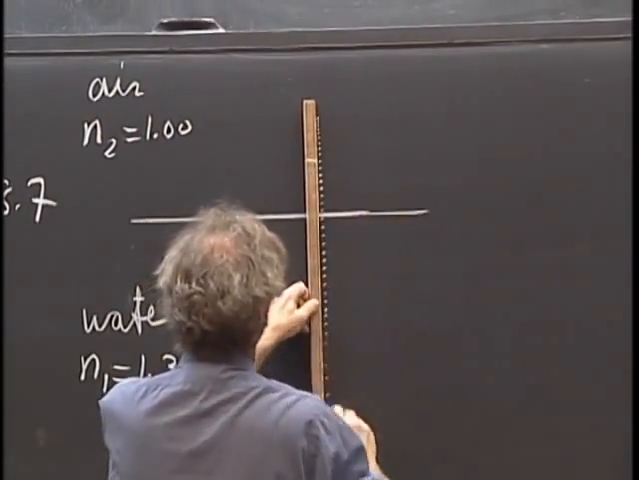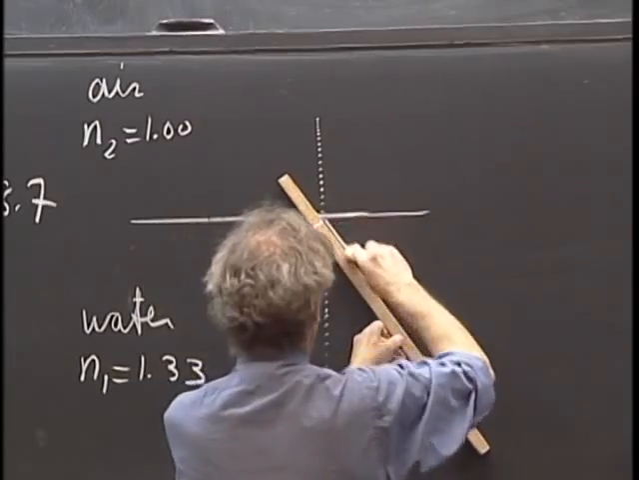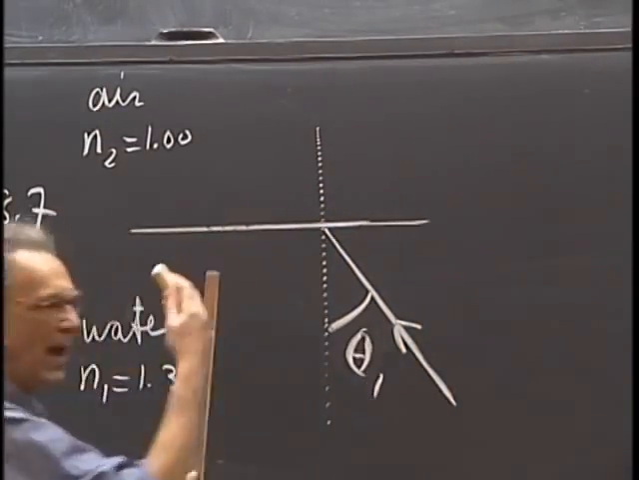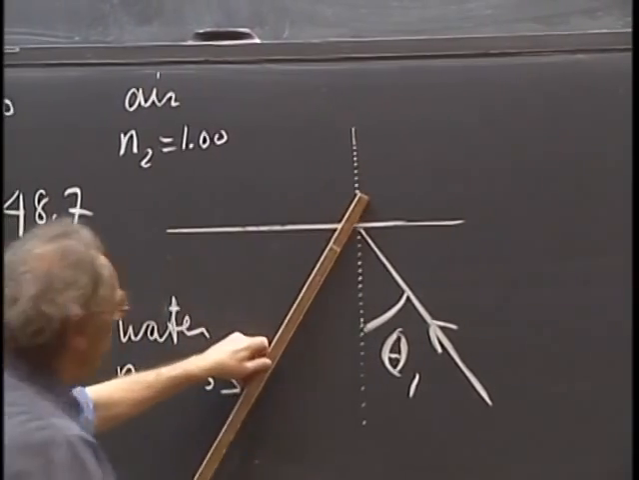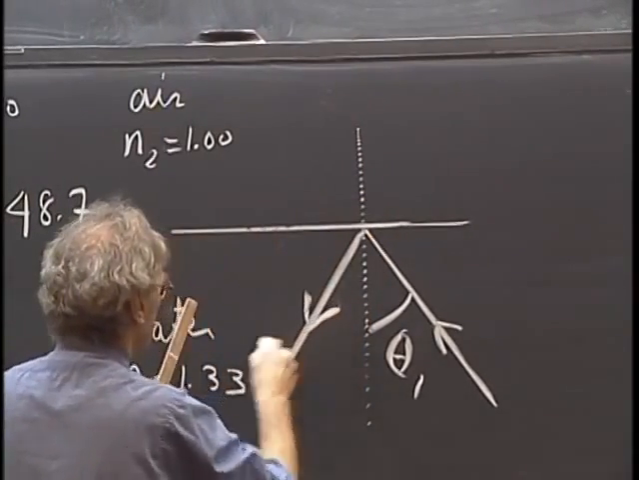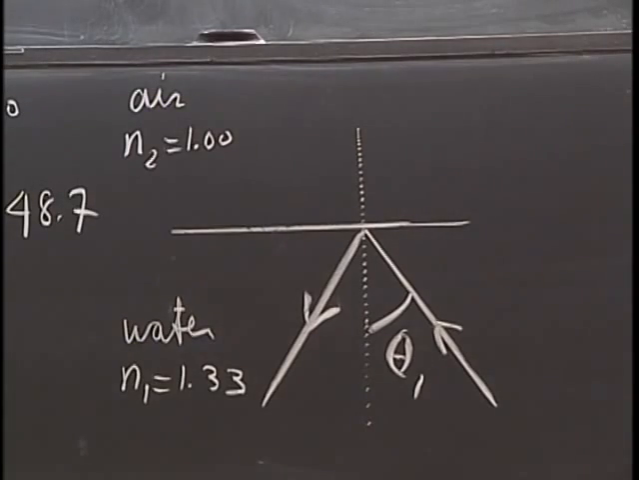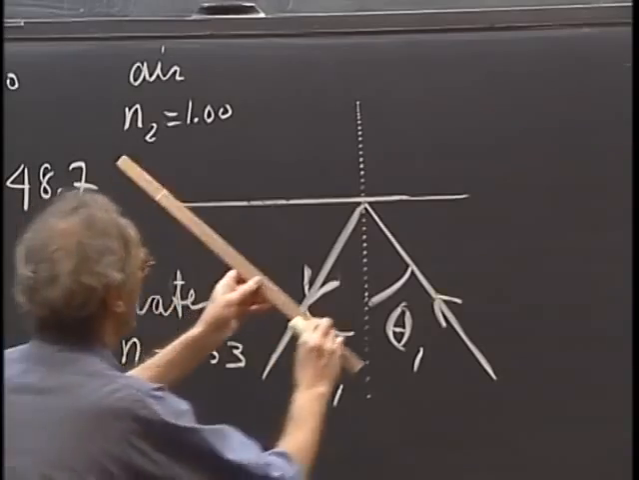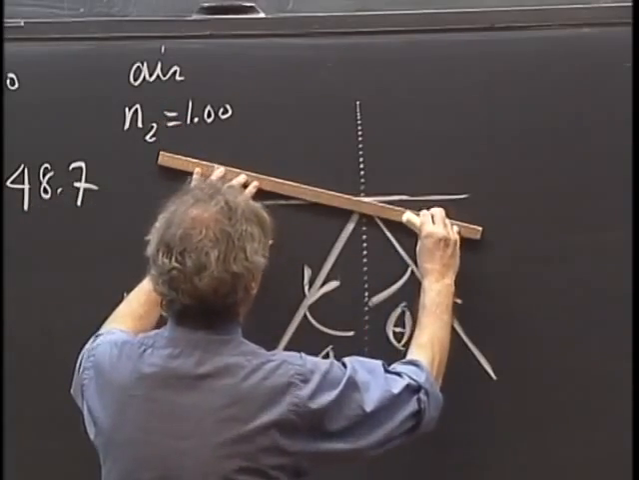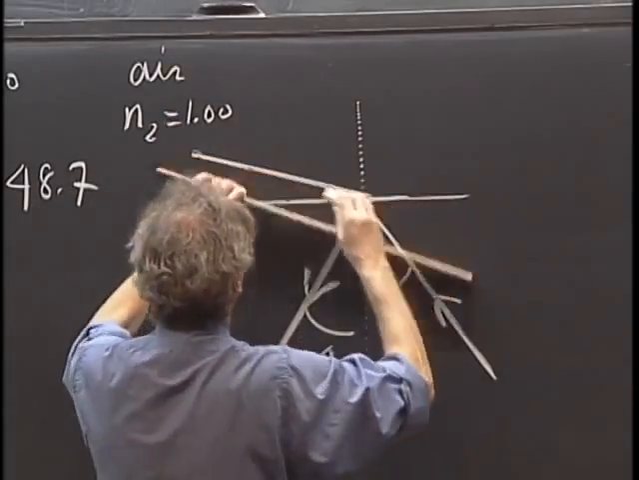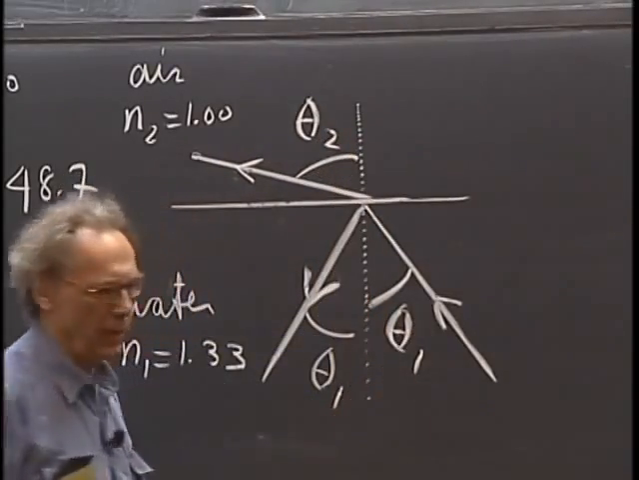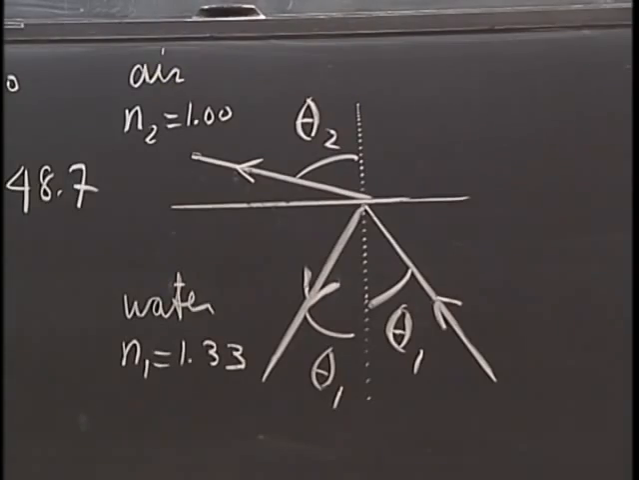So here is now light coming in. This now, by my definition, is theta 1. That's the angle of incidence. And so this now, by my definition, is the angle of reflection, which is also theta 1. And then here, in this medium here, in air, you will have light coming out at an angle which we now call theta 2. And you can apply Snell's law to find these angles.